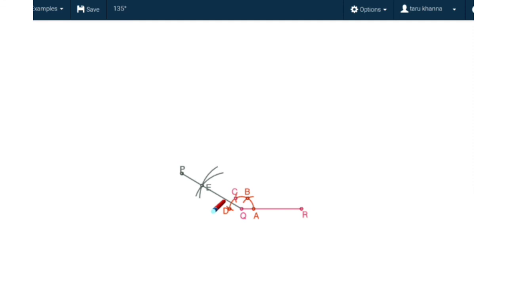And after that, we will mark the point of intersection of the main arc and the 150 degree angle as point F. And now with F as center as well as C as center, we will draw two arcs intersecting each other at a point, say point S. We will join Q and S and extend it to a point, say point T, such that now we have angle TQR equal to 135 degrees. So this angle so formed is equal to 135 degrees.